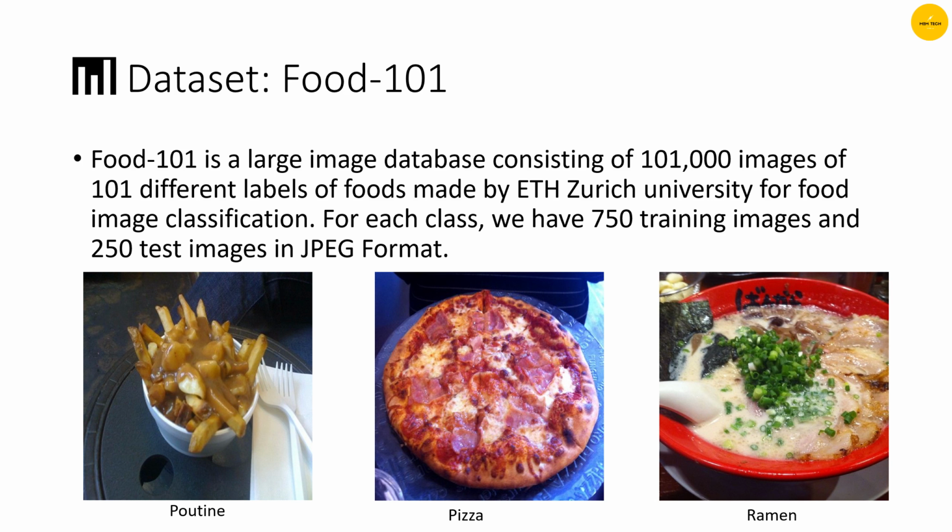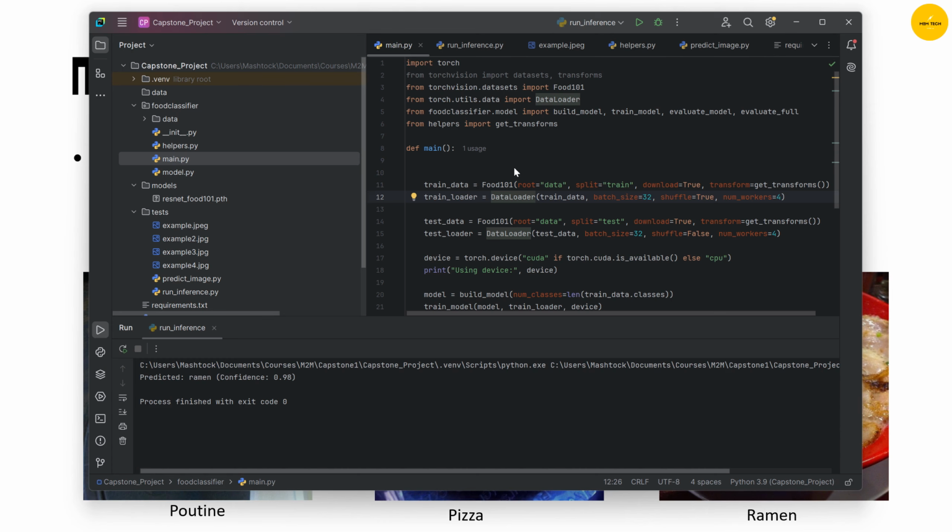For each of these 101 labels, the dataset provides a consistent split. We have 750 images designated for training our model and 250 images set aside for testing its performance. We can easily incorporate Food 101 using the PyTorch library, as can be seen in my Python model project using PyTorch. As you can see here, I simply imported from the Torch Vision database and loaded it with a simple data loader.